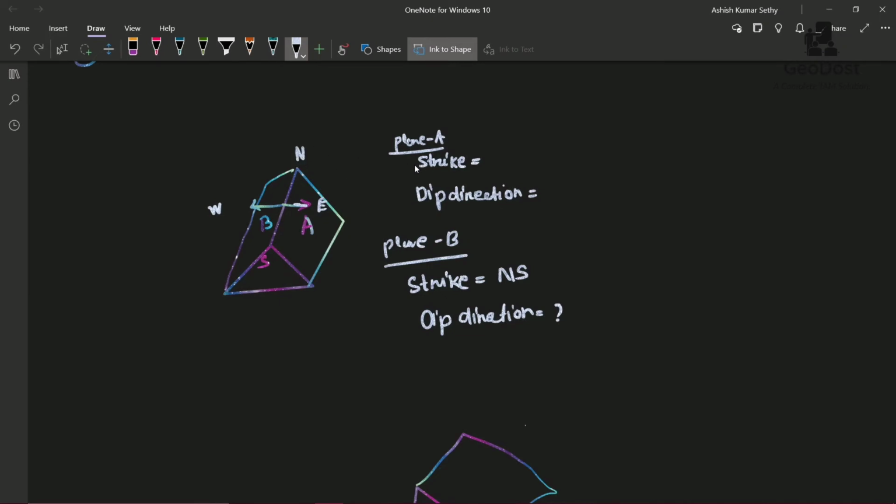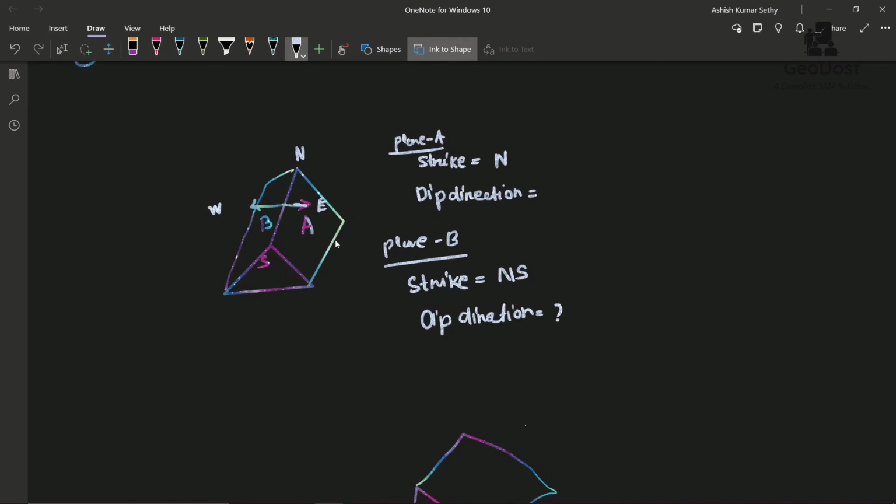So you just have to measure the strike, which we already said earlier, that its strike will be north-south. But which one is the true one? So here you just have to use your right hand and the pointing direction should be towards the east. Then after that the right hand thumb direction will show you that the strike will be north.